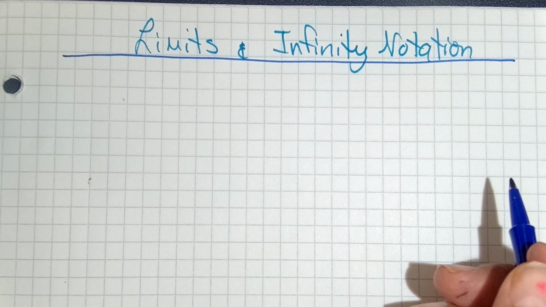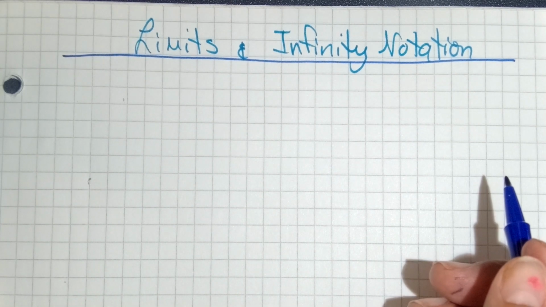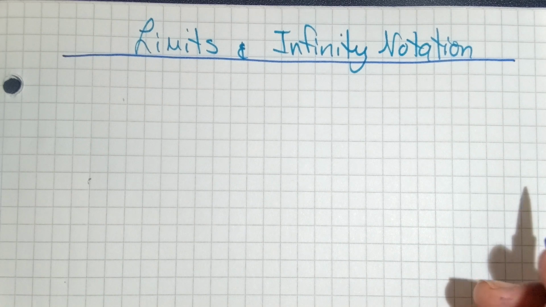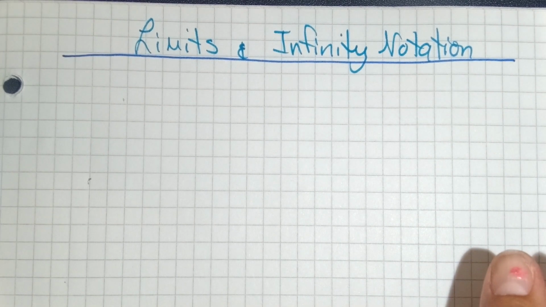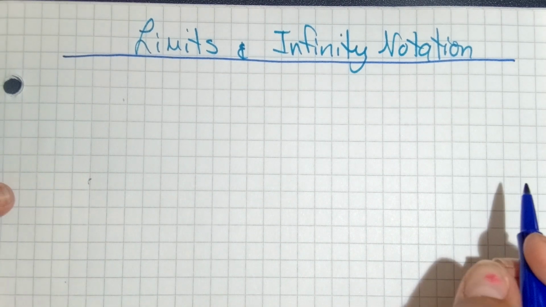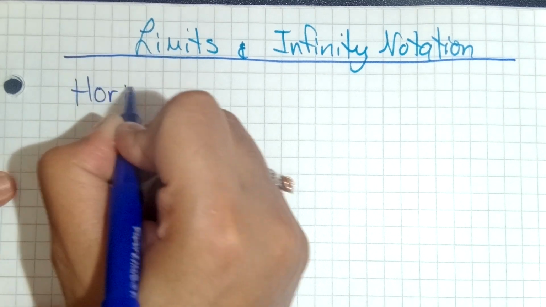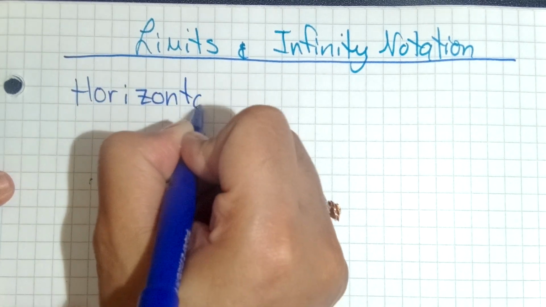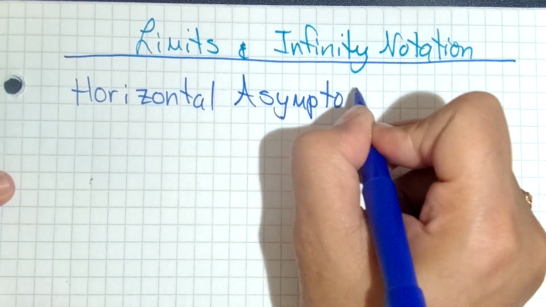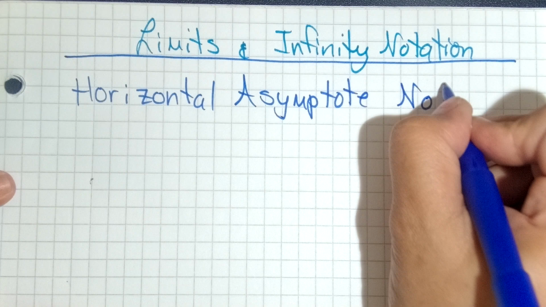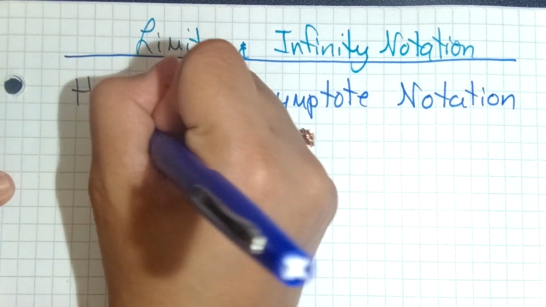So we're extending our information on limits, but now we're including infinity because graphs aren't perfect and they don't just stop at certain spots. Graphs can go on forever. So we'll start with the horizontal asymptote and its notation for limits.